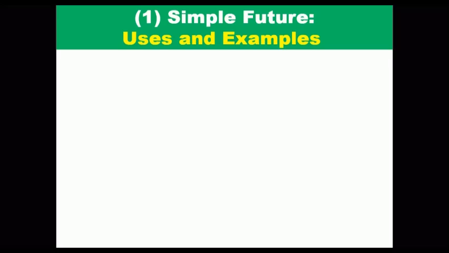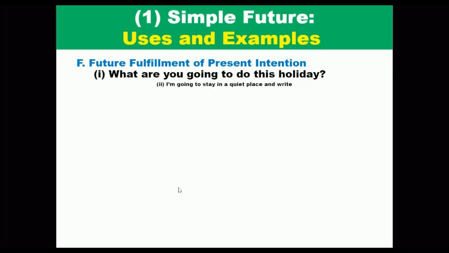Still on the uses and examples of future simple tense, or simple future tense, we have fulfillment of present intention, what you intend to do in future. For example, what are you going to do this holiday? I am going to stay in a quiet place and write novels.